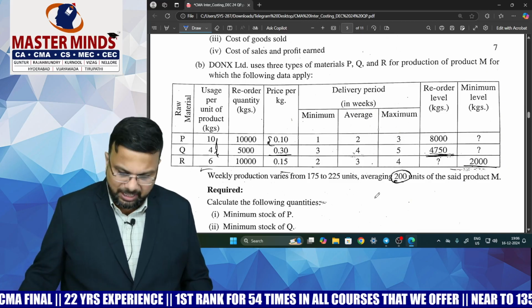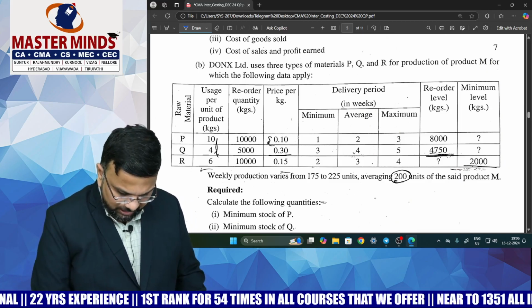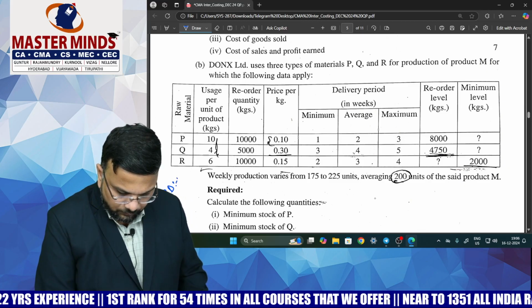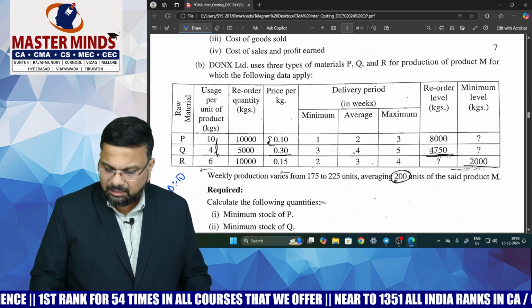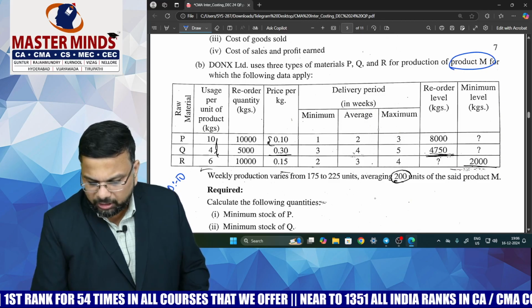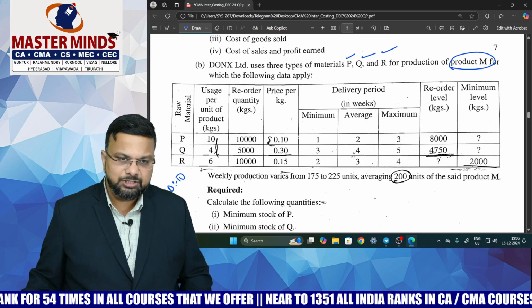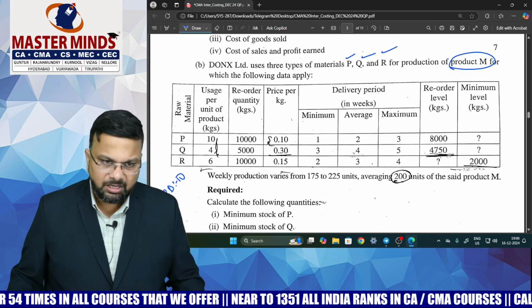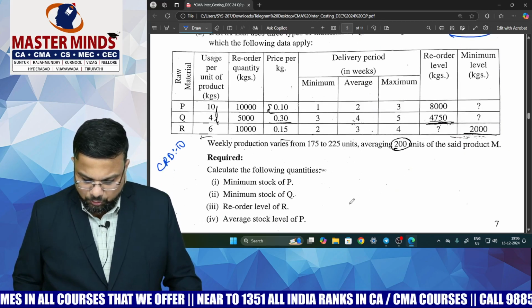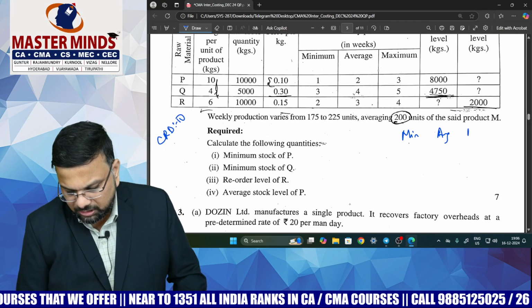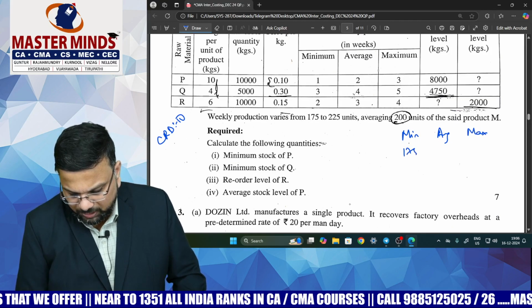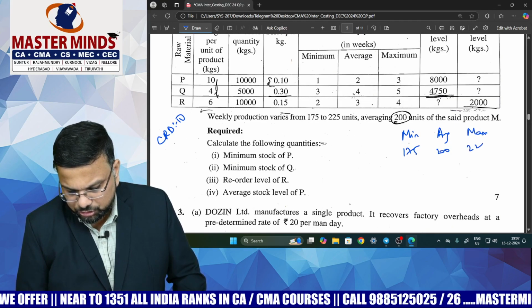Again, this problem is there in our material. It is CRD 10. There are some missing values. The reorder level is missing for R. So the company is producing a product. For it, it is using 3 different raw materials. So information of these 3 raw materials is given. Weekly production is given as 175, 225 and 200. That is minimum. Average and maximum are given. This is 175, this is 200, this is 225.